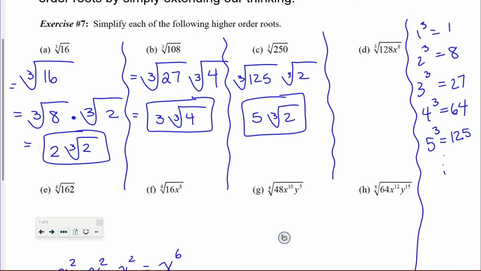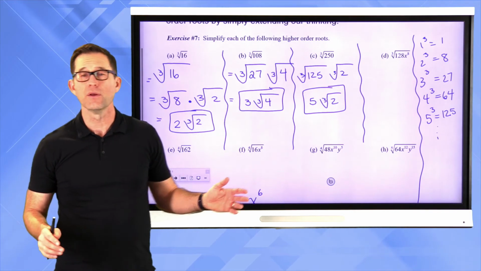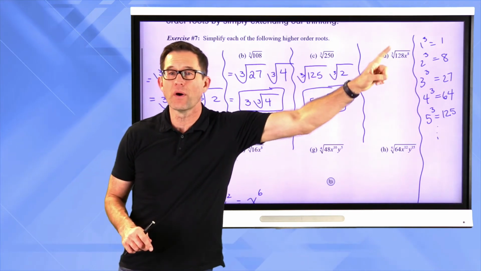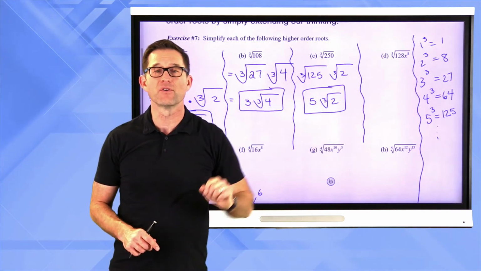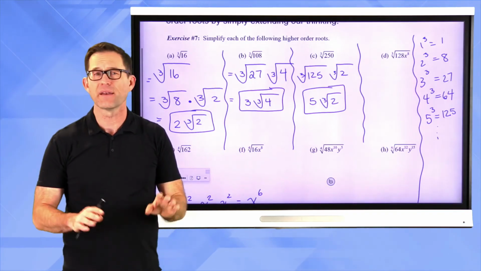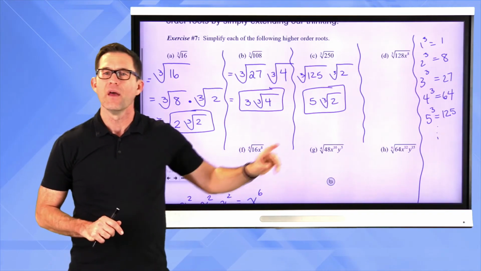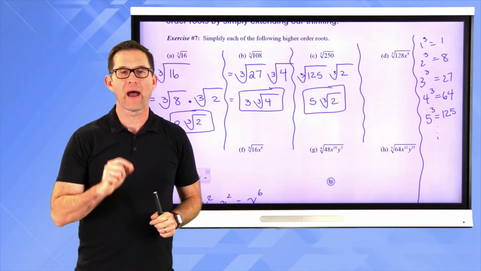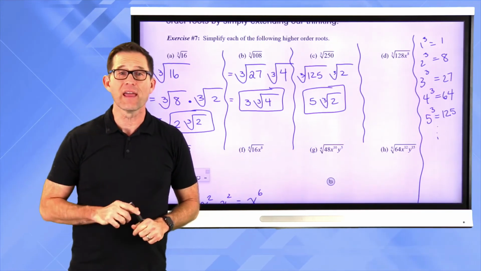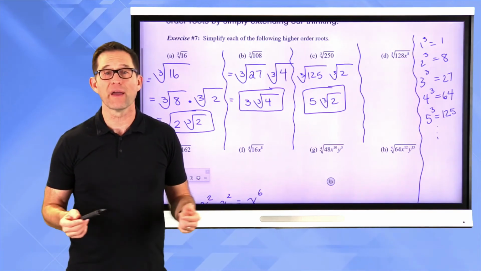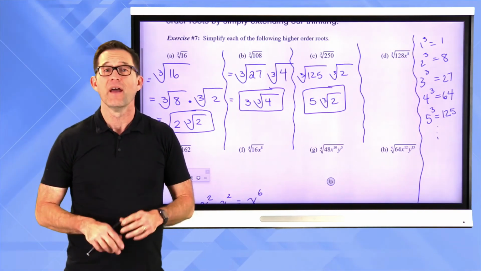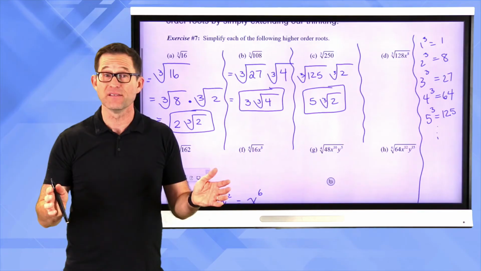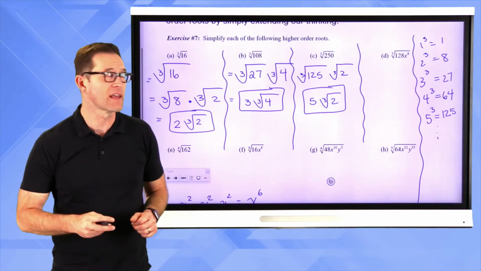Letter D, we have the cubed root of 128 times x to the 8th. The first thing you do is say, which one of these numbers divides 128 nicely? Hopefully that will be pretty obvious. Then you look at x to the 8th and ask, what is the largest power less than 8 that is divisible by 3? That you'll be able to take an easy cubed root of. So let's do this together.